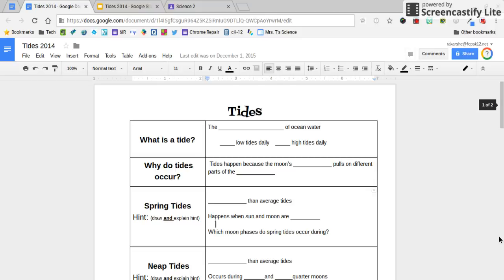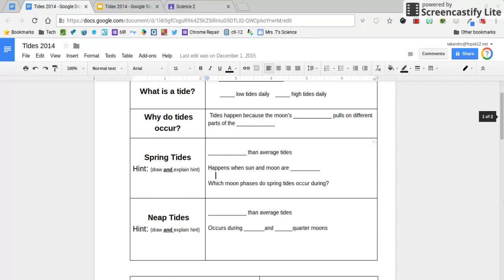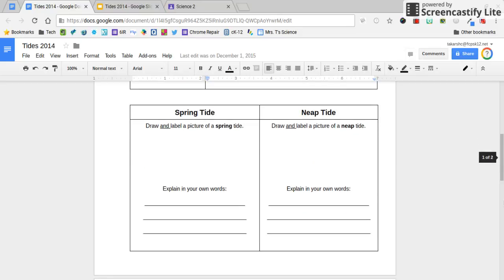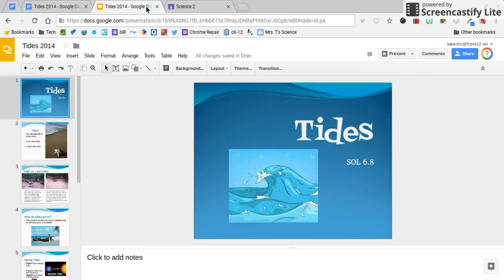As we talk about tides today, I'd like you to consider the relationship of the Earth, the Sun, and the Moon as tides are created. Now, as I go through and do our lesson today, please make sure that you're taking notes on this paper, pause the recording as needed, and when you get to the bottom, please make sure that your drawings and your explanations are very detailed. So let's go ahead and get started.